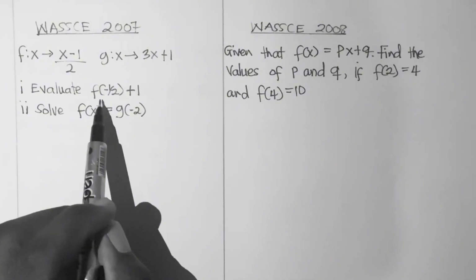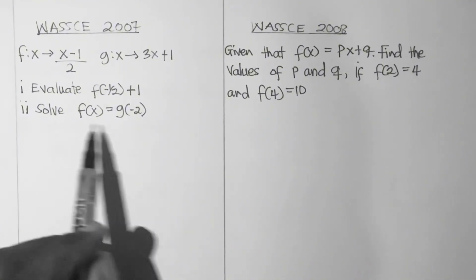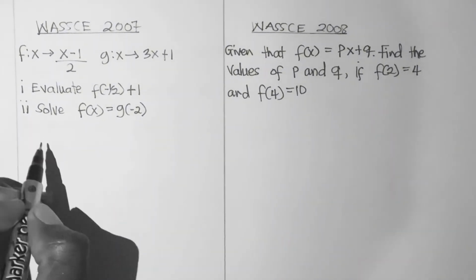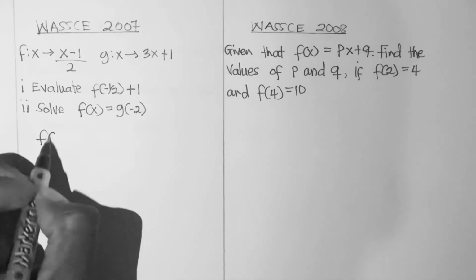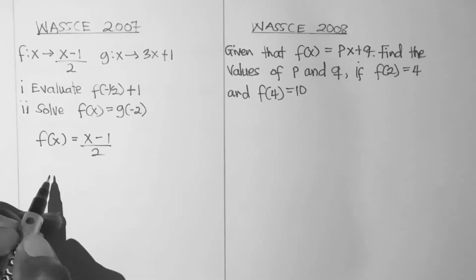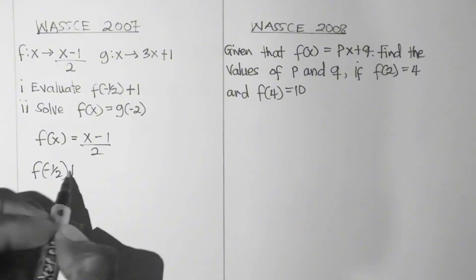I evaluate f of minus 1 over 2 plus 1. And then I solve f of x equals j of minus 2. So now f of x is equal to (x minus 1) divided by 2. So what is f of minus 1 over 2 plus 1?